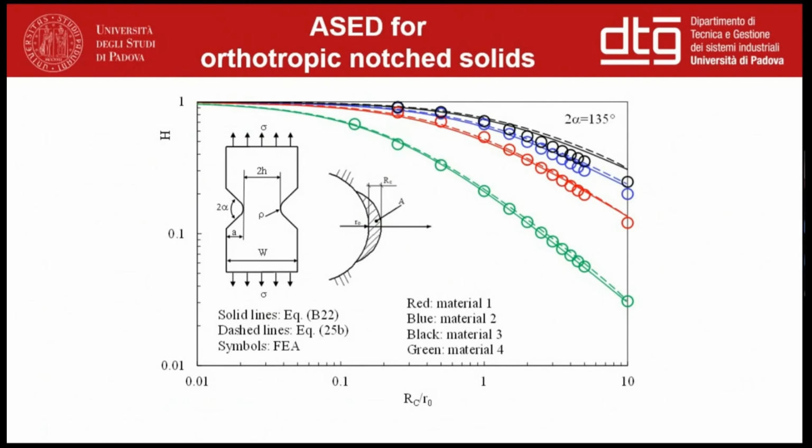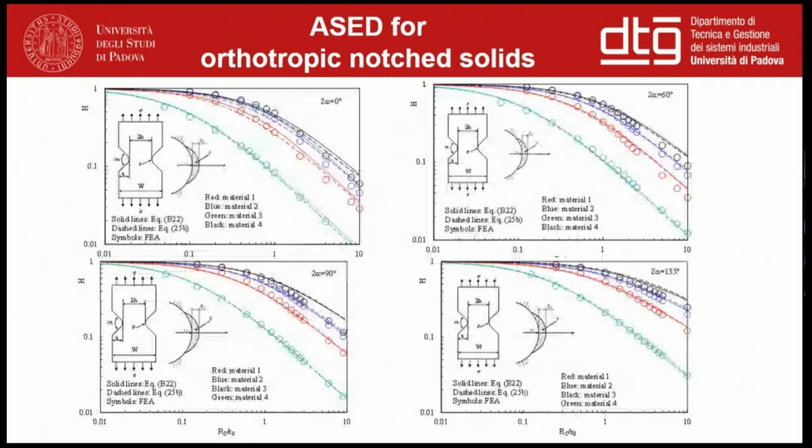This is an example for a notch opening angle equal to 135°, and there is, let's say, a more comprehensive validation that we have carried out. We have considered different materials, from materials very stiff along the loading direction to materials which are very stiff along the bisector line of the notch. So we can conclude that the accuracy of the calculation is very satisfactory.